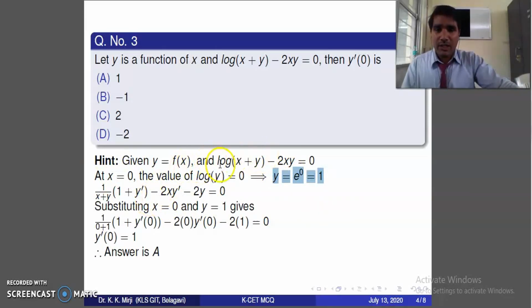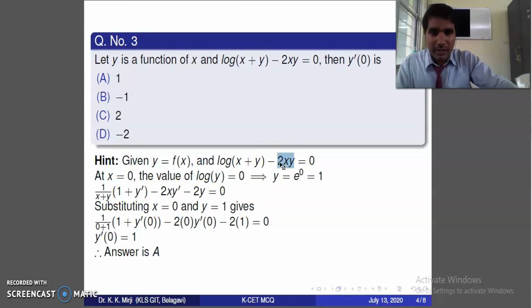So now differentiate log of x plus y minus 2xy with respect to x. Then we'll get, for log of x plus y, 1 by x plus y, and the chain rule will continue: derivative of x is 1 and derivative of y is y dash. Minus, here the product rule we need to apply: 2x you can keep first as it is, and derivative of y is y dash, minus 2y you can keep as it is, and derivative of x is 1. So this is the derivative of the given relation.